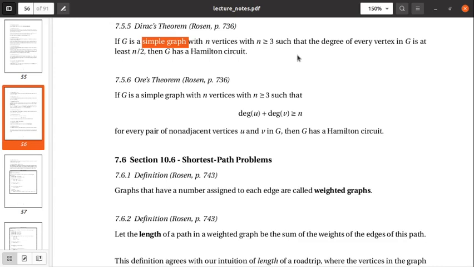if it's a simple graph and it only has two vertices, then there's only one road from A to B, and you can't get back.